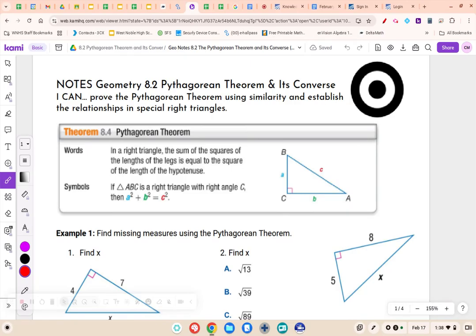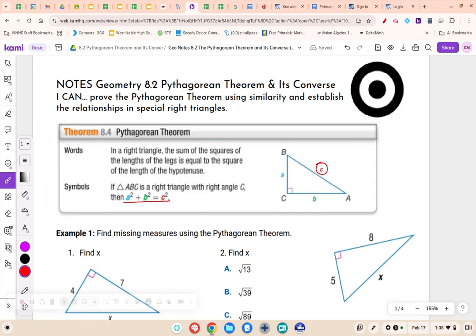So we have our Pythagorean theorem here. We've been using this a whole bunch all year already. In words, it says in a right triangle, the sum of the squares of the lengths of the legs is equal to the square of the length of the hypotenuse. So we have a squared plus b squared equals c squared.